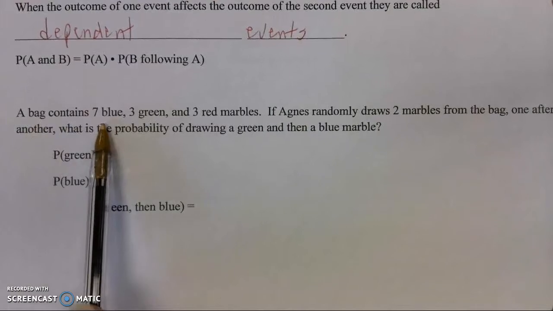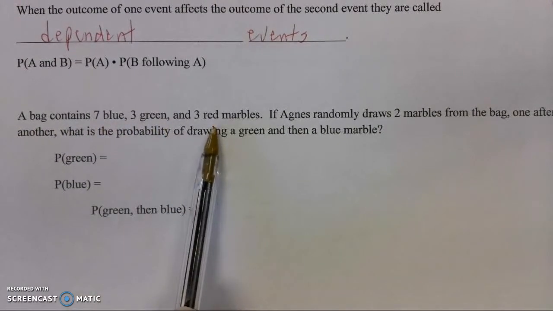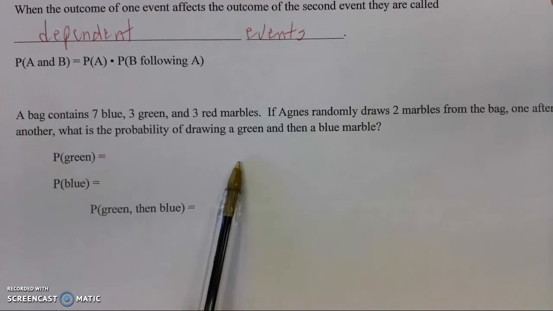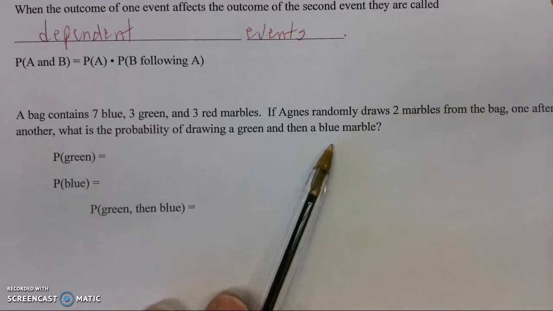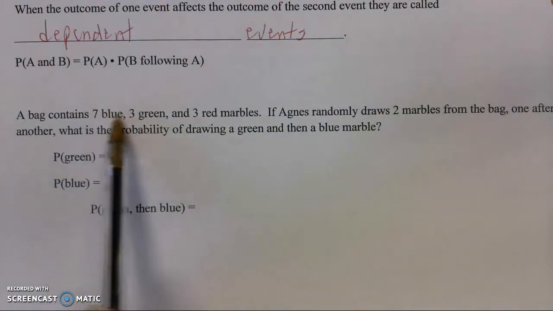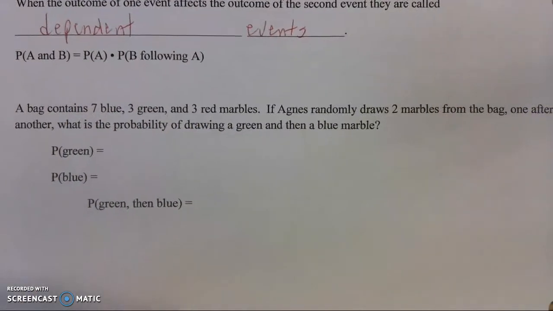Okay, a bag contains 7 blue, 3 green, and 3 red marbles. Agnes is randomly drawing 2 marbles from the bag, one after another. Now, she's not going to replace them. She's going to take out one, and then she's going to take out another. And I want to know what is the probability that the first one will be green and then the second one will be blue. Well, if I count up the number of marbles that are in the bag, 7, 3, and 3, I have 13 marbles.